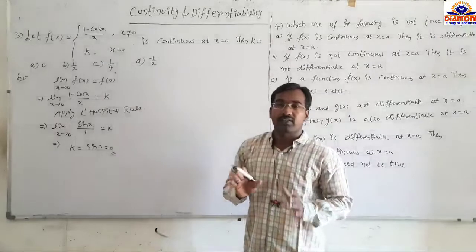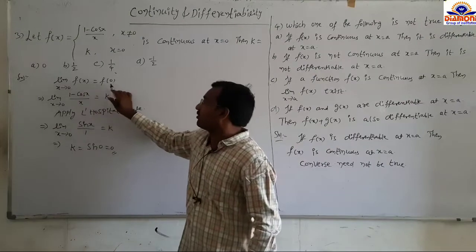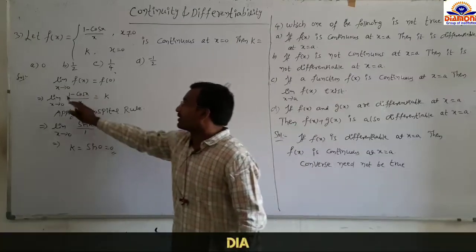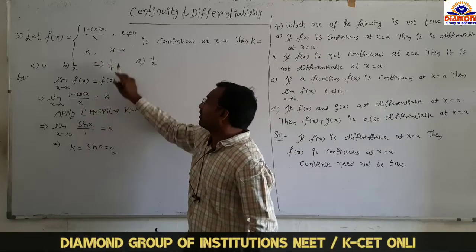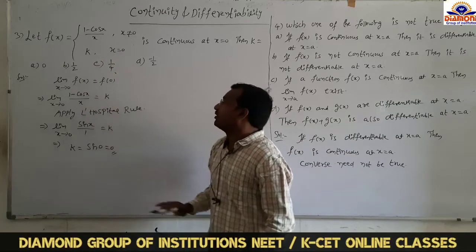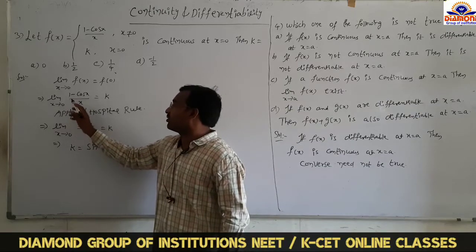So the given function is continuous. That's why you can take limit x tends to 0, f of x equal to f of 0. So limit x tends to 0, what is f of x? (1 minus cos x) by x, equal to, what is the f of 0 value? k. So how to apply the limit here? If you apply the limit, you get 0 by 0 form.